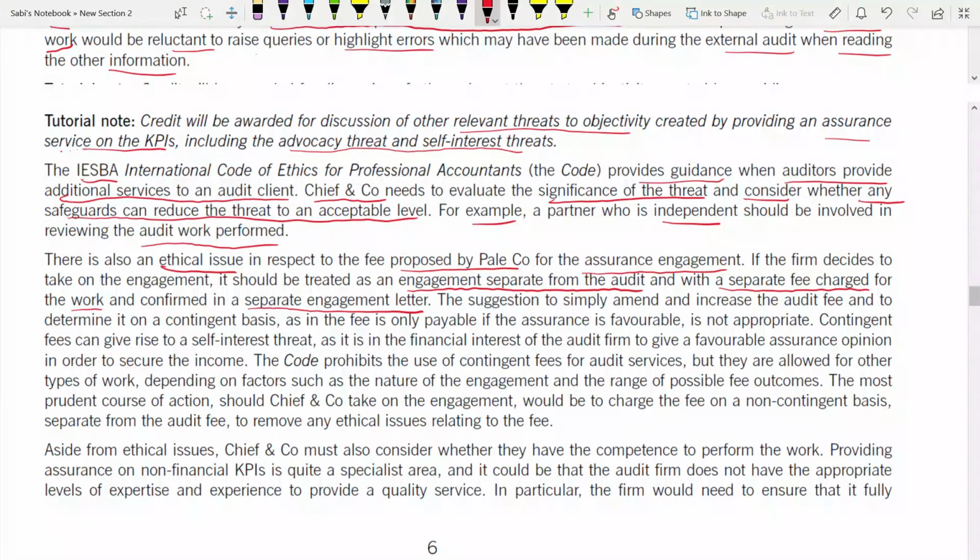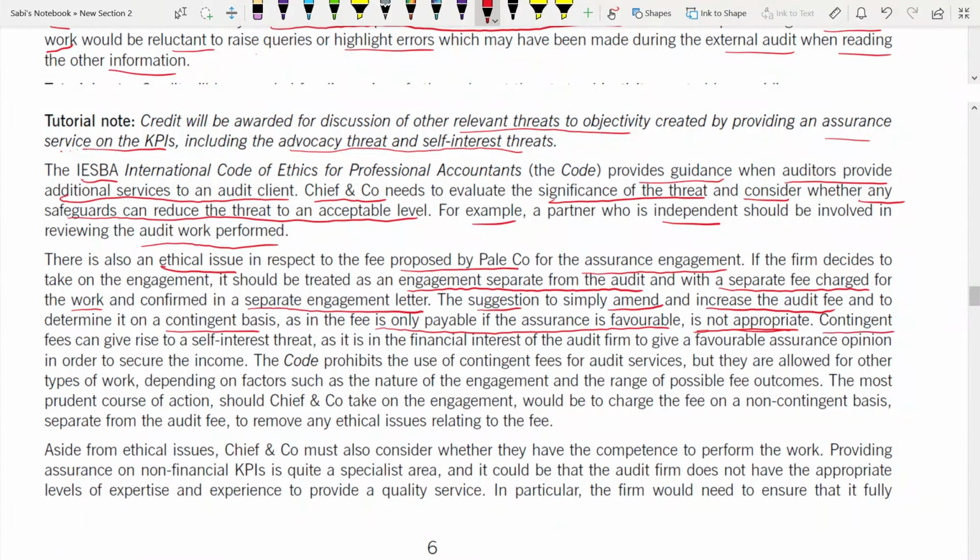The suggestion is to simply amend and increase the audit fee. This is the suggestion you are giving. And to determine it on a contingent basis. What is the meaning of contingent basis? Based on some condition, you will be given this fee. As the fee is only payable if the assurance is favorable, it is not appropriate. If it is on the contingent basis that I will give you the fee only if the assurance is favorable, otherwise I will not give you, it's not appropriate. That means that suggestion that simply you will amend and increase the audit fee is not appropriate.